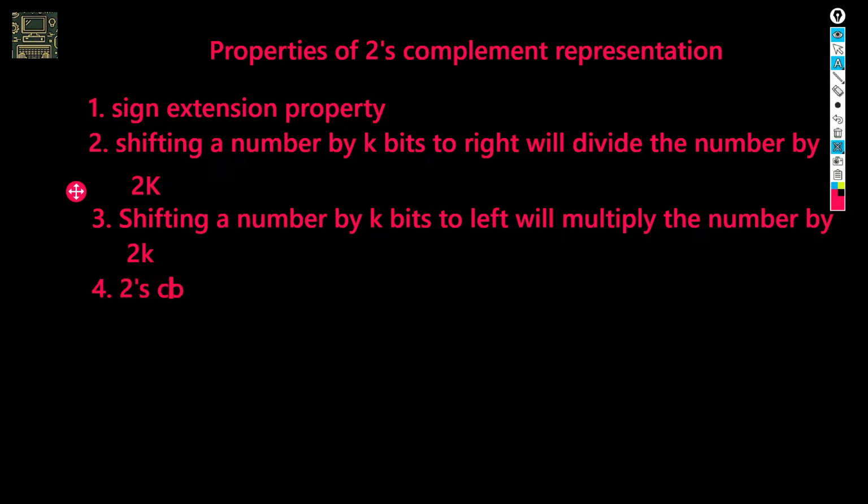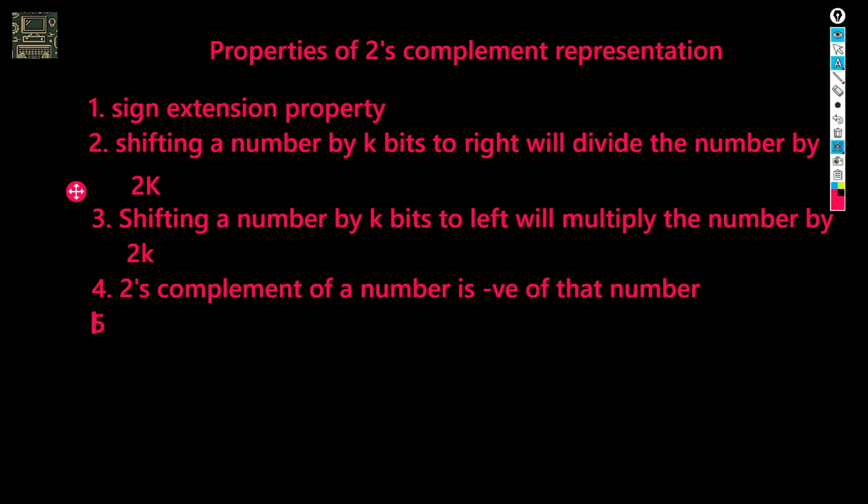The fourth property is that the 2's complement of a number is the negative of that number. The fifth property is that it has only one representation of 0. So we will see each and every property one by one.